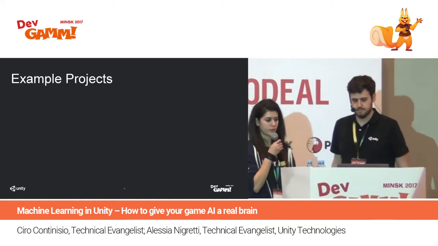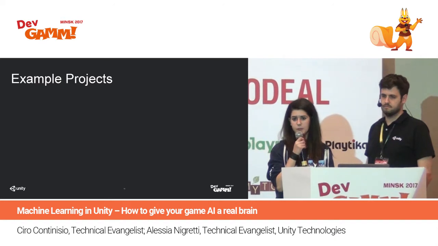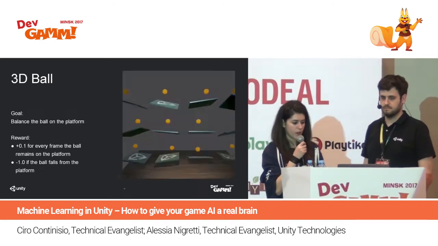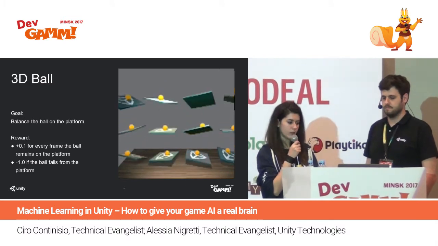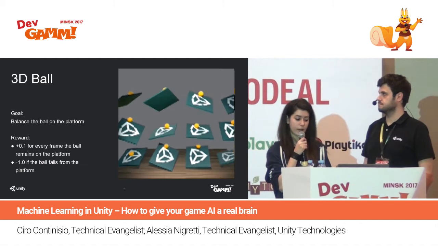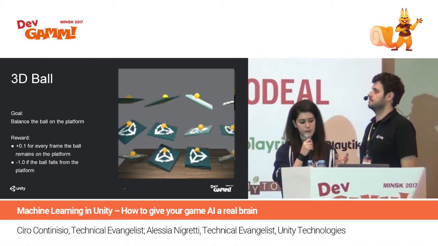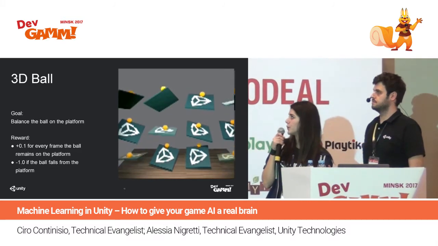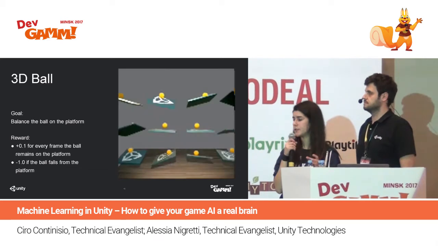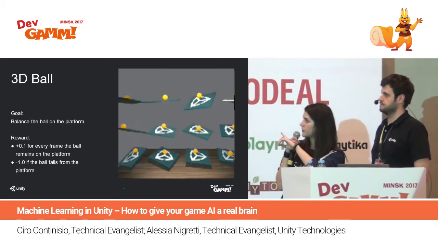So to give some more context now, we're just going to take a look at some example projects. Those are really simple demos, so it's not anything complex for now. So one example is the 3D ball. In this example, we have an agent that is the platform, it's not the ball. And what we want to do is to allow the platform to not make the ball fall. So we need to change the rotation of the platform so that the ball never falls.